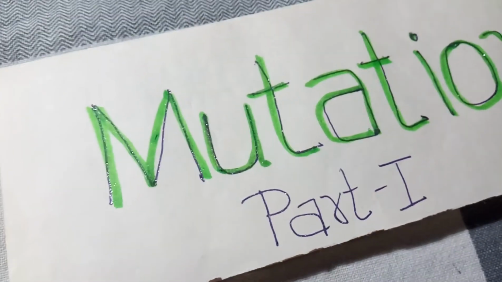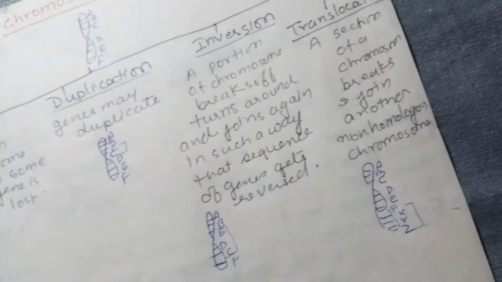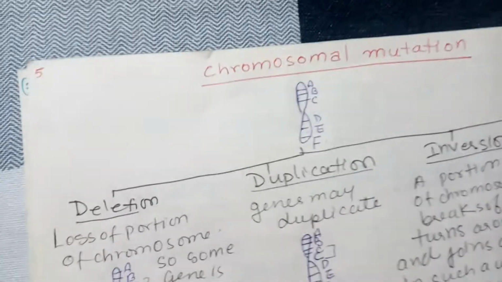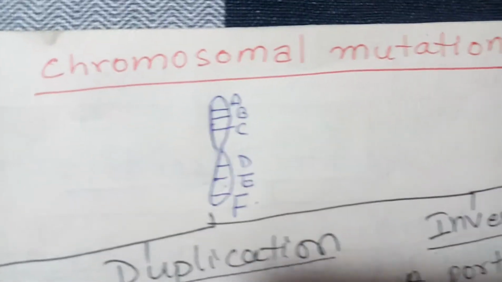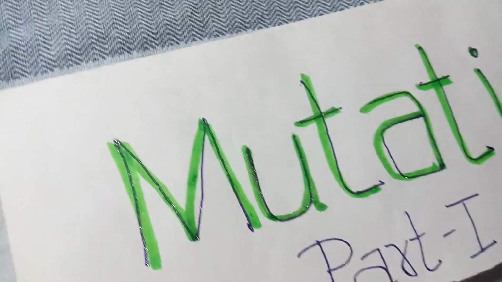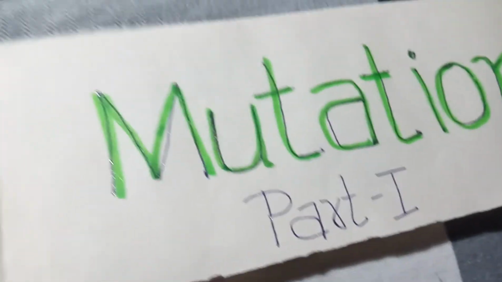Now let's come to the chromosomal mutation or aberrations. Let's consider the sequence of genes on the chromosome. Sorry, just a minute. First we'll go through what mutagens are.